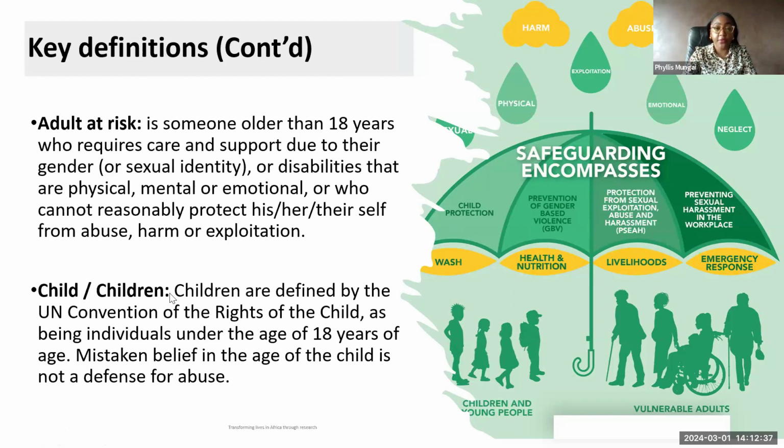However, when it comes to safeguarding, the general rule or the principle that has been carried is that a child has to be under the age of 18. So it's irrespective of whatever national laws provide. According to safeguarding and in the safeguarding realm, a child has to be of 18 and below, a person of 18 years and below. So mistaken belief in the age of a child is not a defense for abuse.